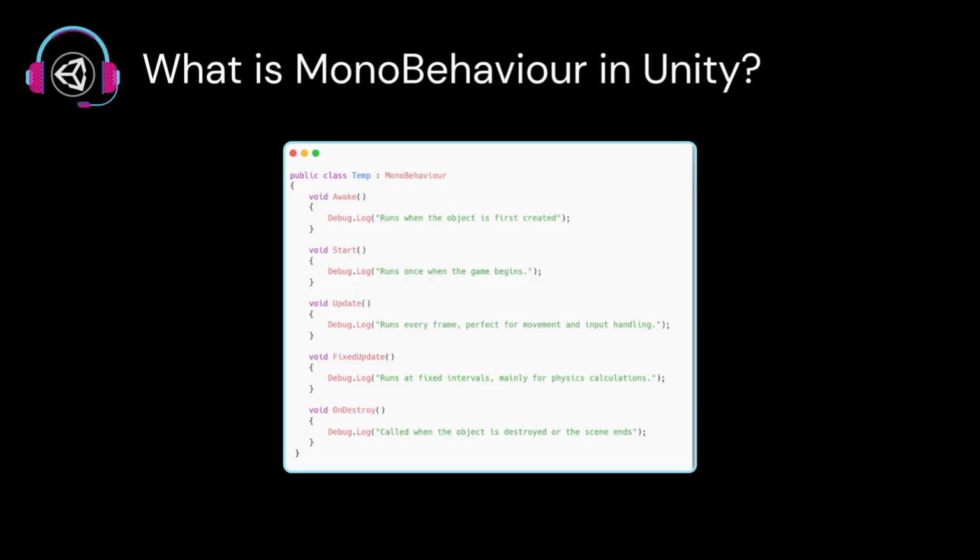When the game starts, the Start method runs once and Update runs every frame, giving life to your player. So in short, MonoBehaviour is the foundation of almost everything you code in Unity. It connects your logic to Unity's engine systems, physics, rendering, input and more. Mastering MonoBehaviour means mastering how your script truly behaves inside Unity.